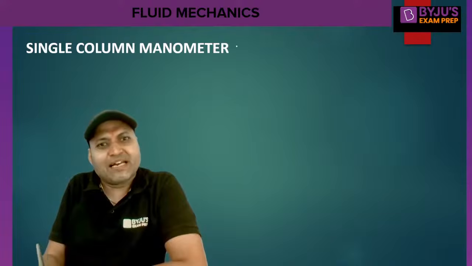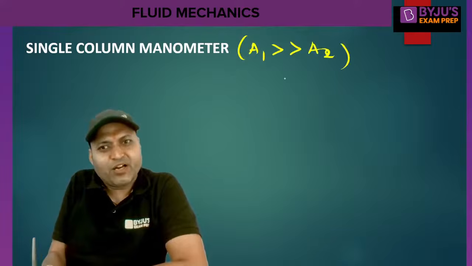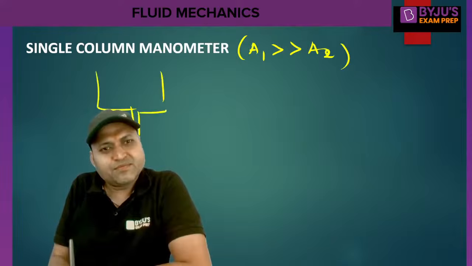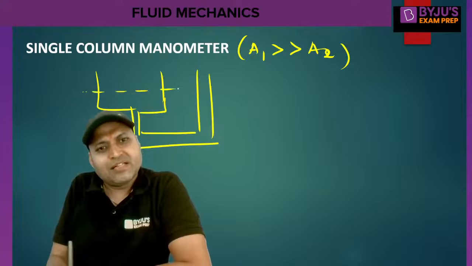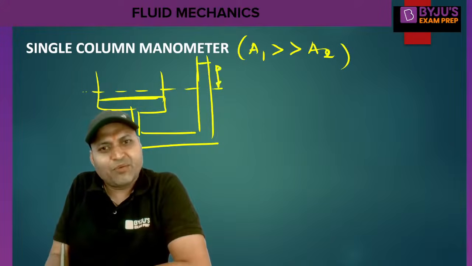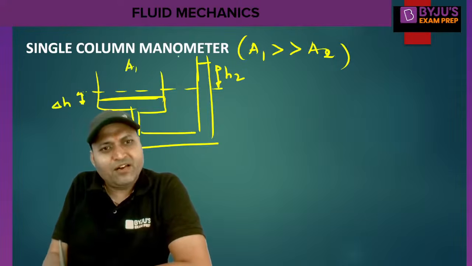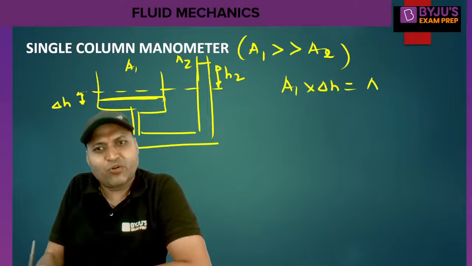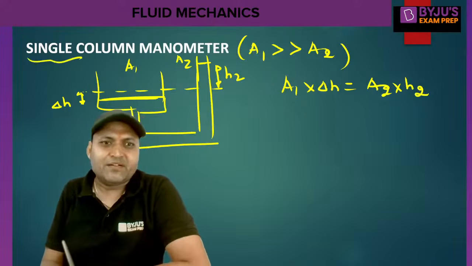In case of a single column manometer, A1 is very, very large compared to A2. This is how a single column manometer is. This is the initial level. There is a fall of liquid, and a rise of liquid in the right limb. Let me call it H2. This is delta H. So A1 and A2. For single column manometer, A1 into delta H will be equal to A2 into H2. That is called a single column manometer.